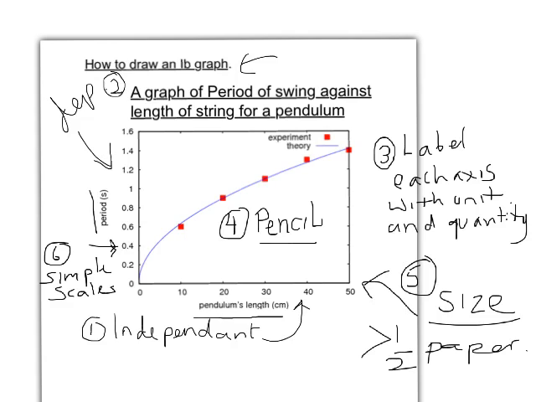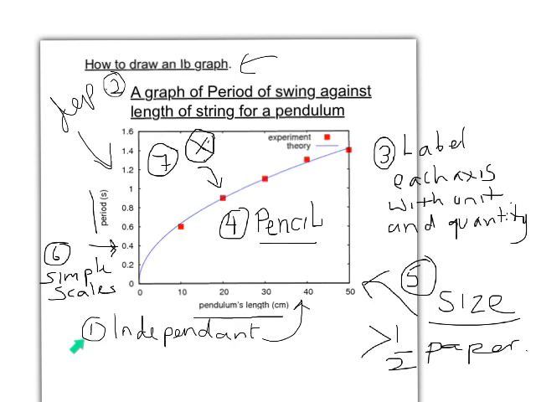Number 7, mark your points on your graph with a sharp pencil, as stated before, and make a small cross at the point. Make that cross nice and clear and easy to see, though it mustn't be too big. So, let's have a recap.